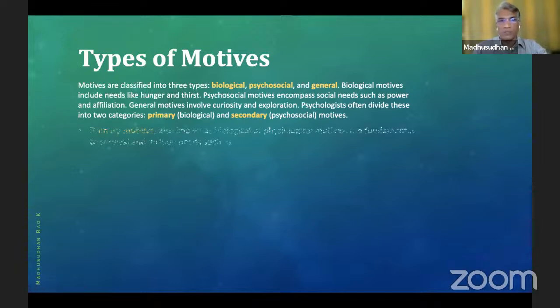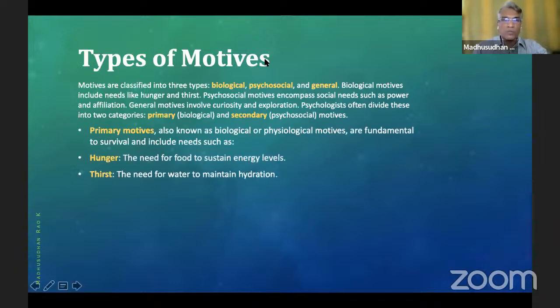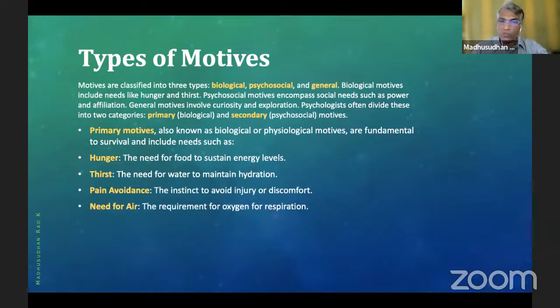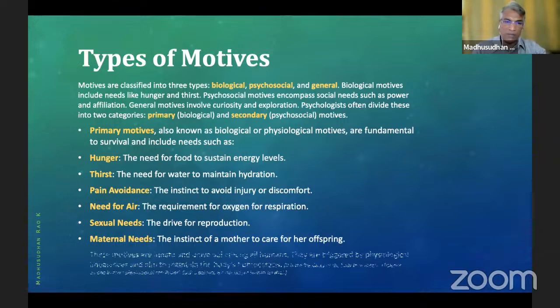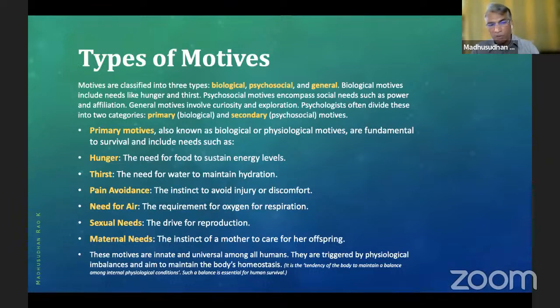So primary motives, like I said: hunger needs food to sustain energy levels. Thirst needs water to maintain hydration. Pain avoidance, the instinct to avoid injury or discomfort. Need for oxygen, required for respiration. Sexual needs, the drive for reproduction or pleasure. Maternal needs, the instincts of a mother to care for her offspring. These motives are innate and universal among all humans. They are triggered by physiological imbalance and aim to maintain the body's homeostasis.